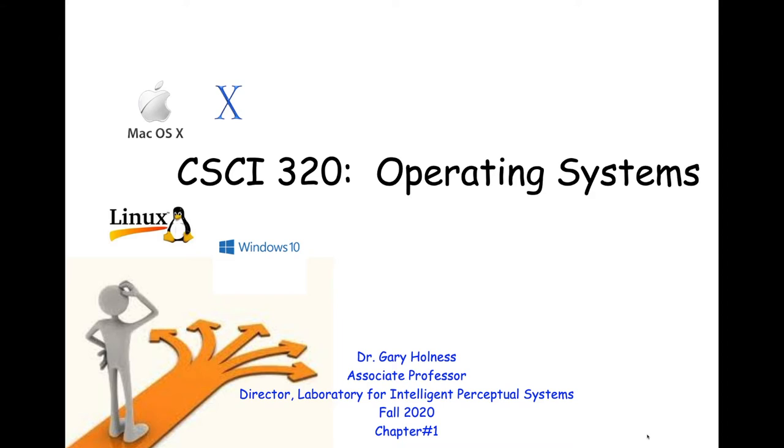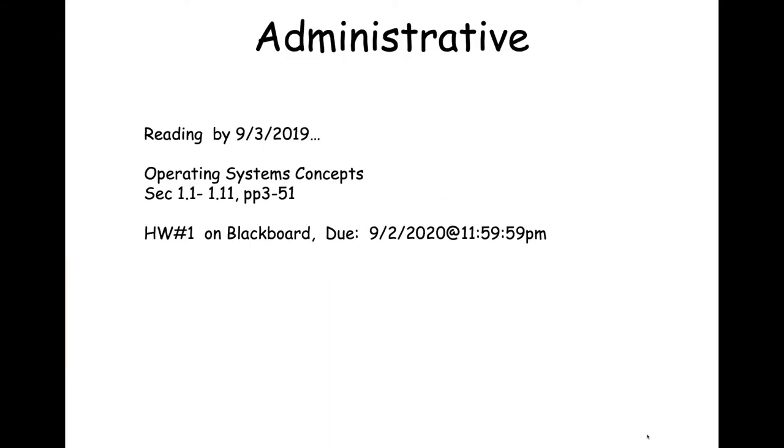Before we begin, we'll go over some administrative bits. The reading, which is sections 1.1 to 1.11 from the Operating Systems Concepts text, page 3 through 51, is due by the 3rd of September. That's Wednesday. Homework 1 has been on the Blackboard for about a week, and it will be due this evening, Tuesday, September 2nd, 1 second before midnight, 11:59:59. Please make sure you pay attention to the questions and you answer them fully.